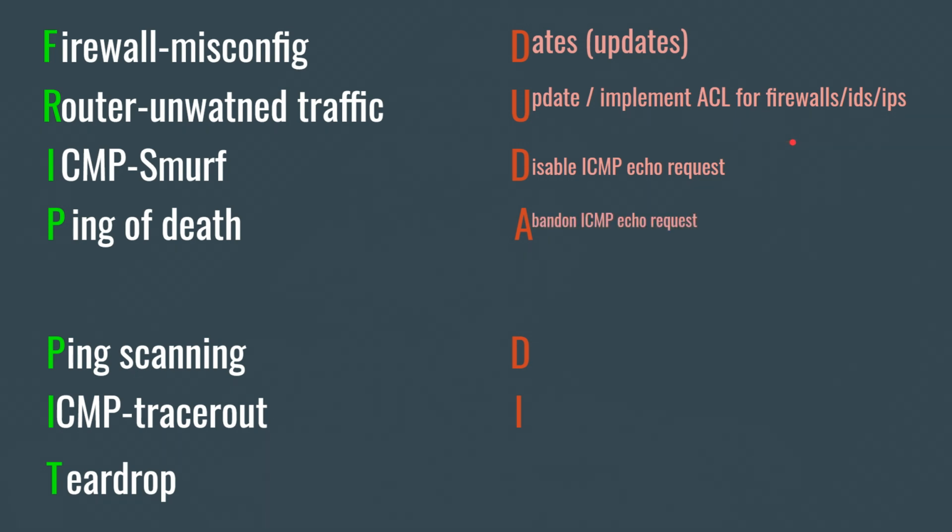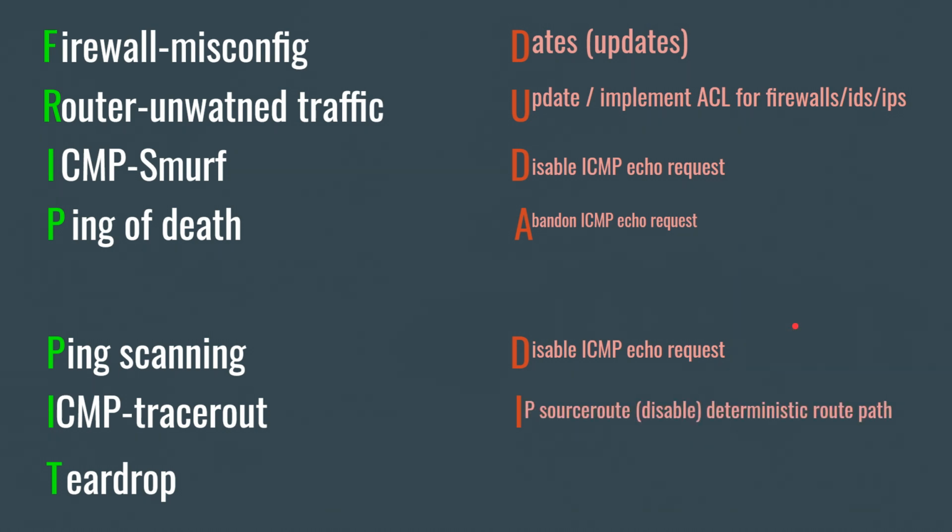Your A is going to be for abandon ICMP echo request, but it's essentially the same thing. We're going to use the word abandon because it's easier to do the mnemonic with the letter A. For ping scanning, we have disabling the ICMP echo request. Again, it's the same thing, but this is just to help you memorize. For ICMP traceroute, we have IP source route, or you're going to disable IP source route, deterministic route path. And then our last one here on the messed up slide is a D for countering the teardrop. We have drop malformed packets.